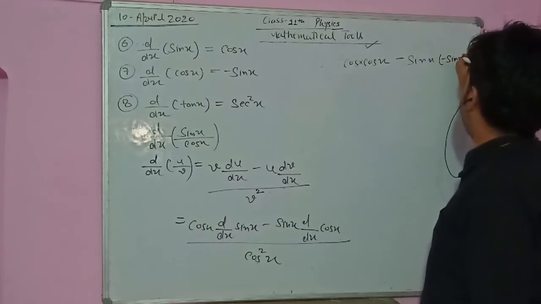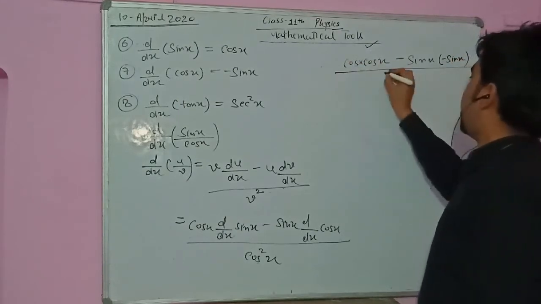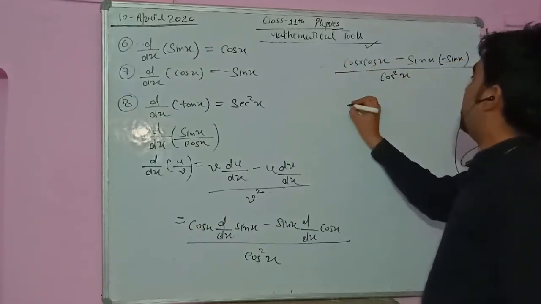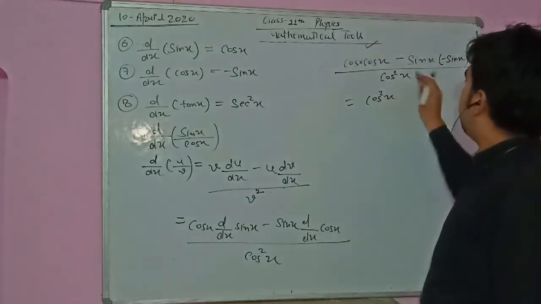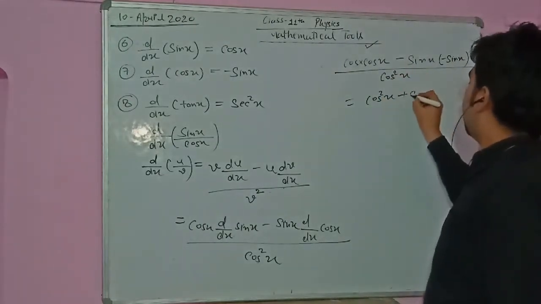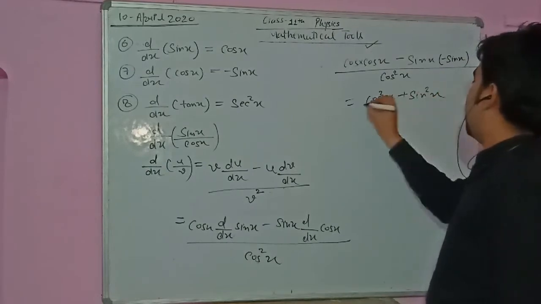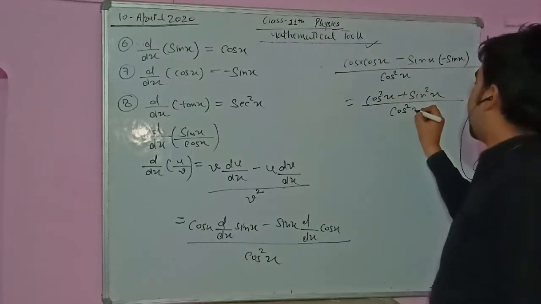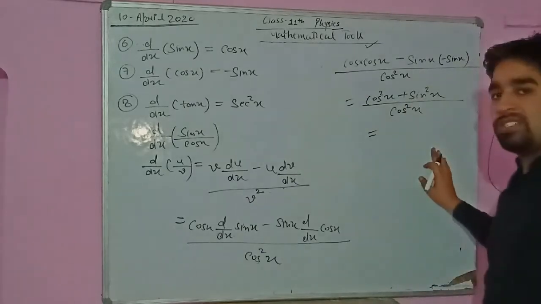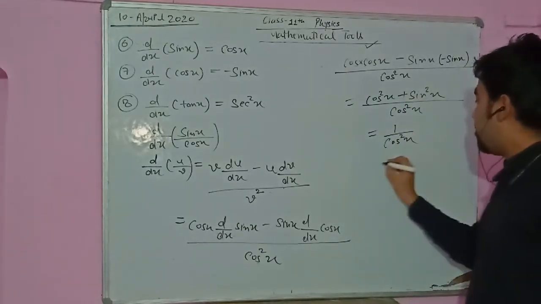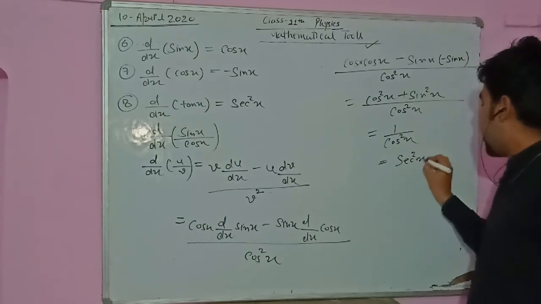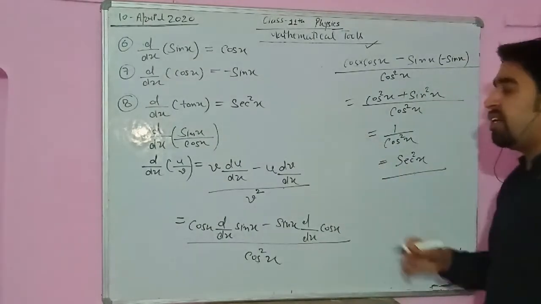So minus sin x into minus sin x divided by cos square x. Now cos into cos square x. Then minus sin into minus sin, that will be plus sin square x divided by cos square x. Now sin square x plus cos square x is equal to 1, so 1 upon cos square x. 1 upon cos square x is how much? Sec square x. So this is what we needed to prove.